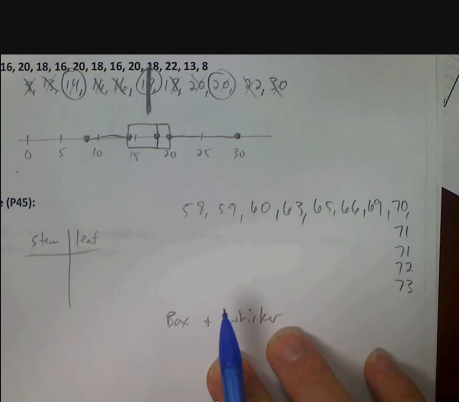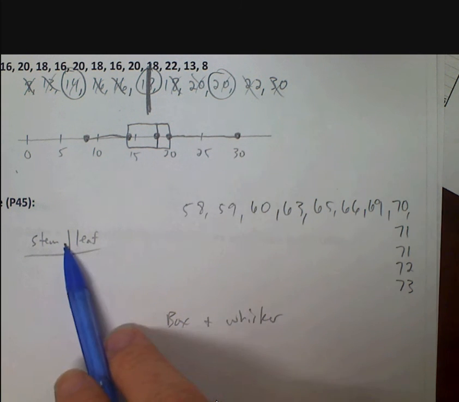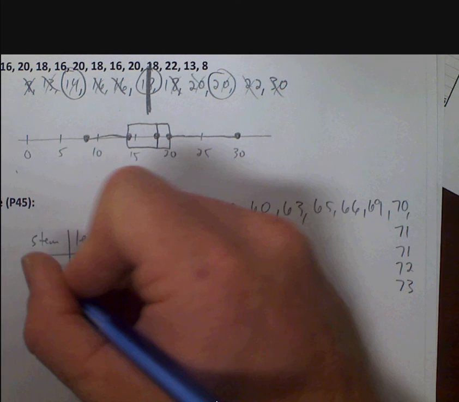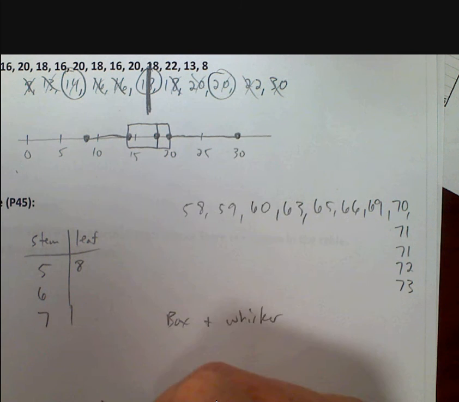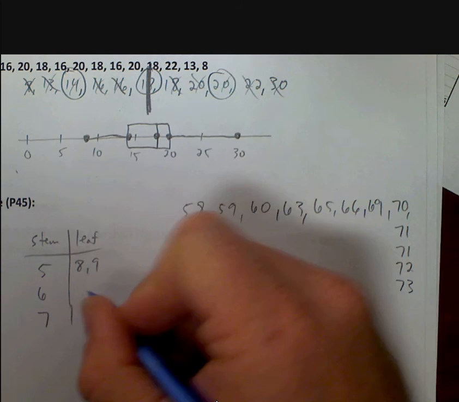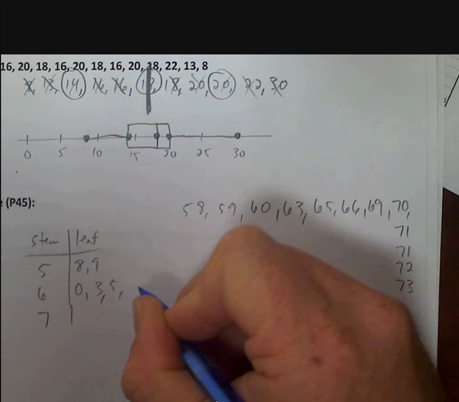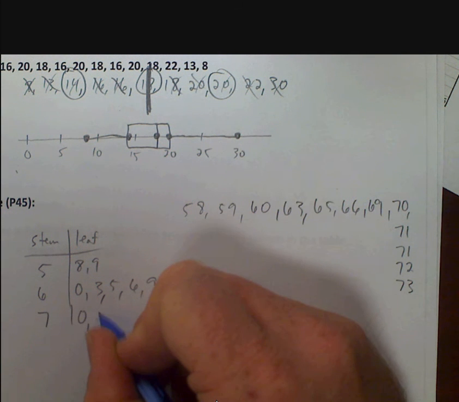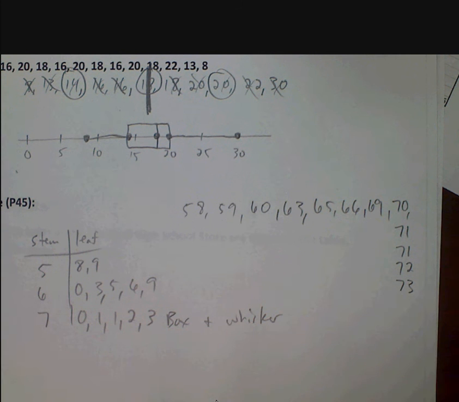So here are the numbers in order which you should have gotten. This is going to help us on both. So my stem and leaf. My larger numbers are the tens place. So we have a 5, a 6, a 7. We have 58, 59. Then we have 60, 63, 65, 66, 69. We have 70, 71, 71, 72, 73. There's your stem and leaf.